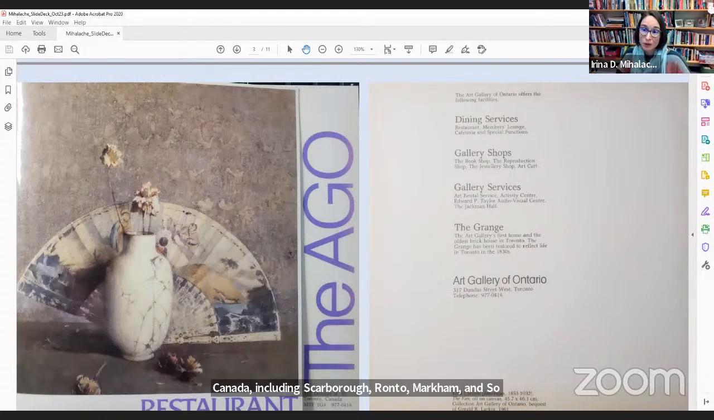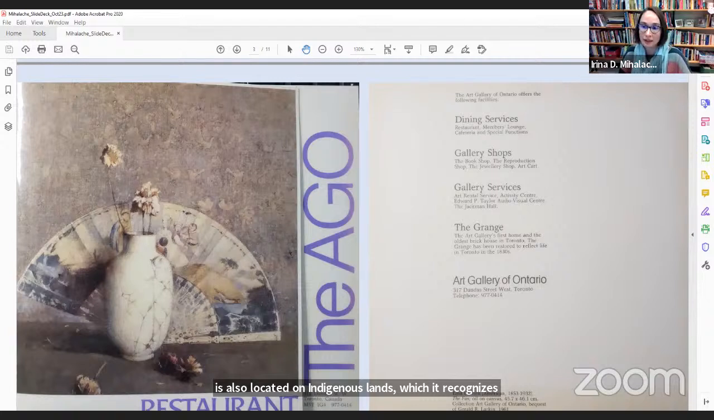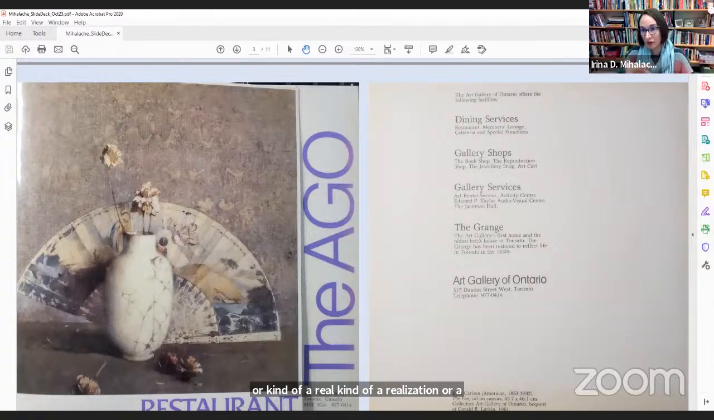And the museum is also located on Indigenous lands, which it recognizes now. But in the 1980s, there wasn't really a practice of land acknowledgement or a realization or a confronting of the colonial past, but nonetheless, it sits on these very complex historical and contemporary spaces. So this begs the questions that we would ask about the museum.